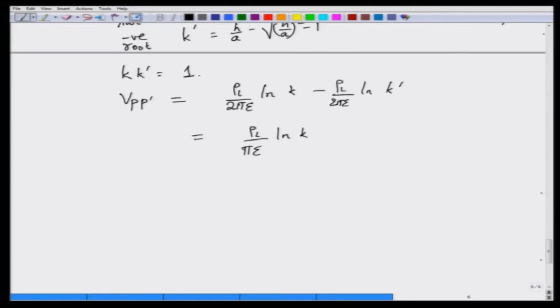Now, what is K? K is equal to H by A plus the square root of H by A square minus 1, because it is a positive root.